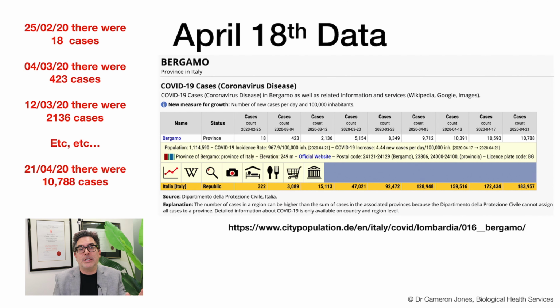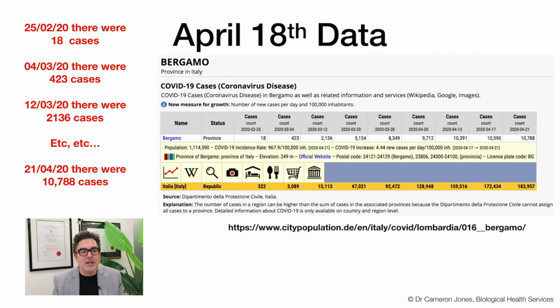How they started this research, again from Italy, was by looking at a particular province in Italy called Bergamo. And again, the evolution of the cases there: you can see that on the 25th of February, there were only 18 cases.